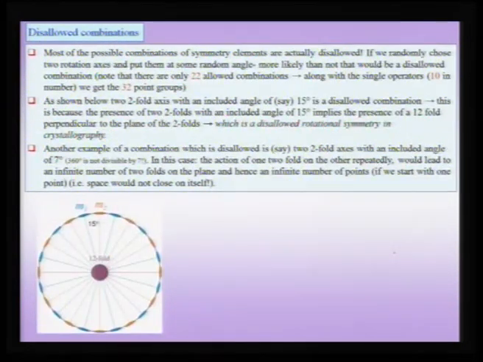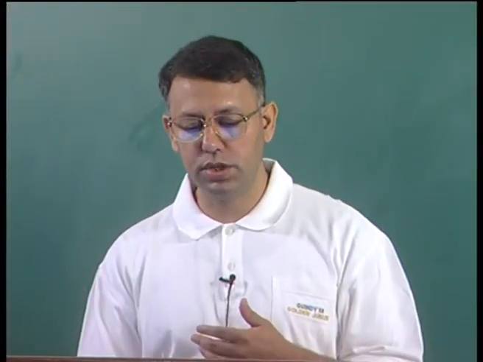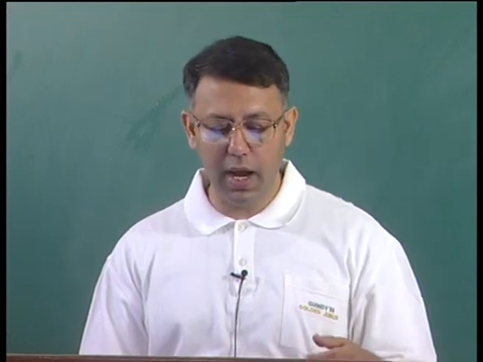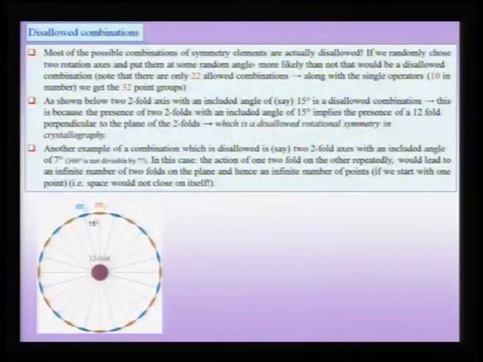There could be a couple of reasons why a symmetry combination is disallowed. One of the reasons is that suppose I talk about two mirrors at 15 degrees apart, then this mirror will rotate it to this mirror, and this will rotate it to this mirror, and so forth. You will land up with an array of rotation axes. For instance, this is now.